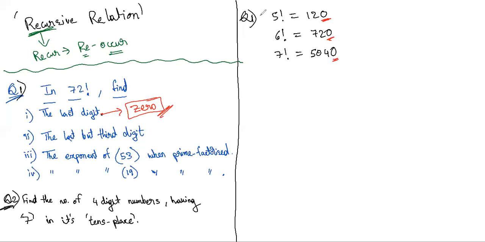Now can someone try the second one? What is the last but third digit? Okay. So before I go ahead, let us get into the reasons why we got 0 here. We got a 0 here because 5 factorial is divisible by 10. Why? Because 5 factorial can be written as 5 into 3 into 4 into 2 into 1. Because 5 into 2 is equal to 10, this number will be divisible by 10. Now, when can I say that a number will be divisible by 100?